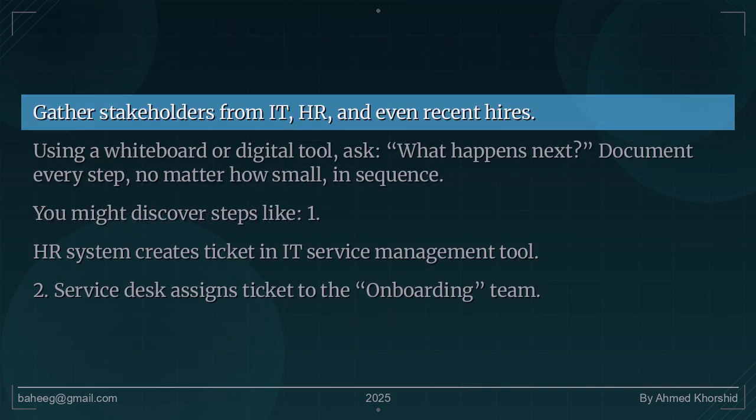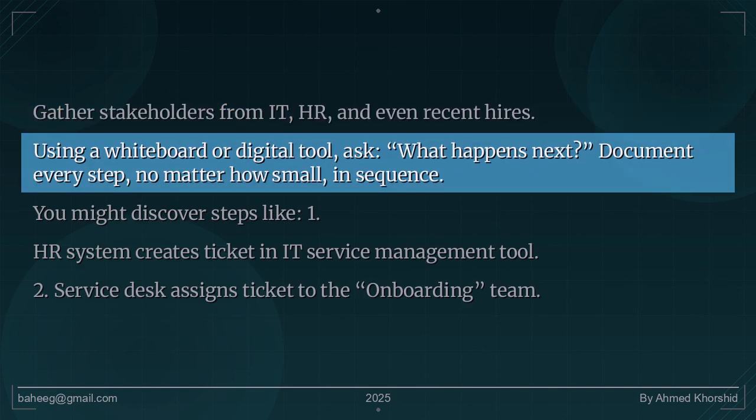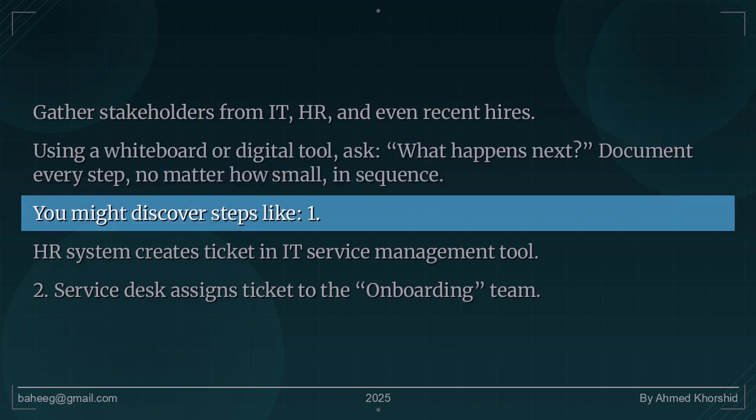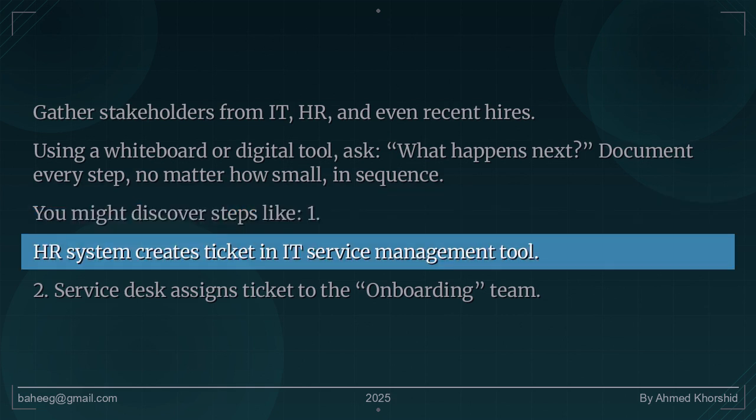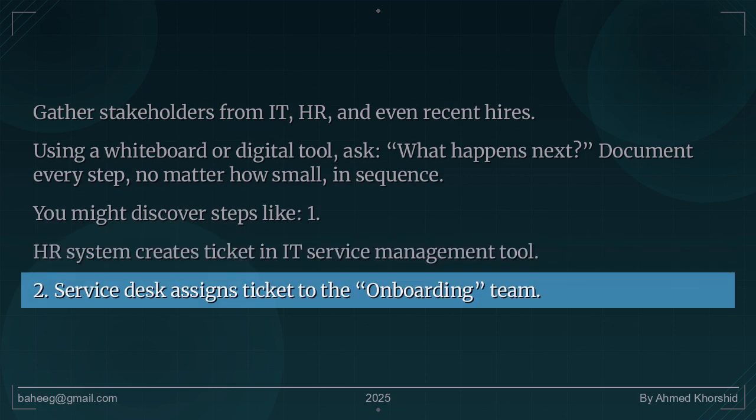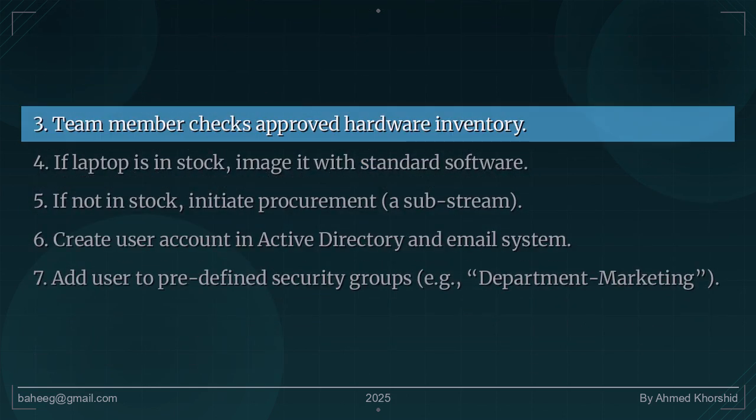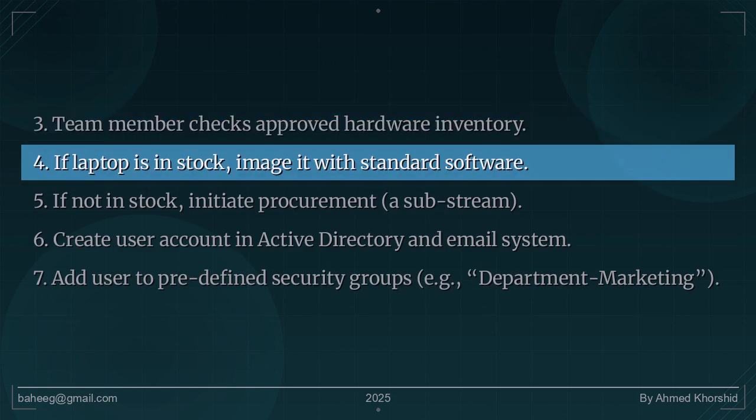Step 2. Map the current state. Gather stakeholders from IT, HR, and even recent hires. Using a whiteboard or digital tool, ask, what happens next? Document every step, no matter how small, in sequence. You might discover steps like: 1. HR system creates ticket in IT service management tool. 2. Service desk assigns ticket to the onboarding team. 3. Team member checks approved hardware inventory. 4. If laptop is in stock, image it with standard software.